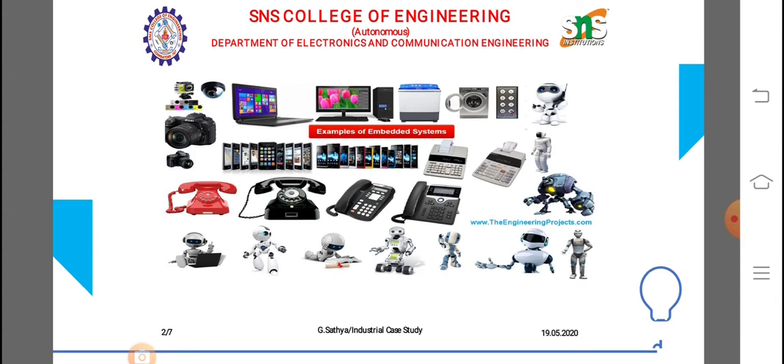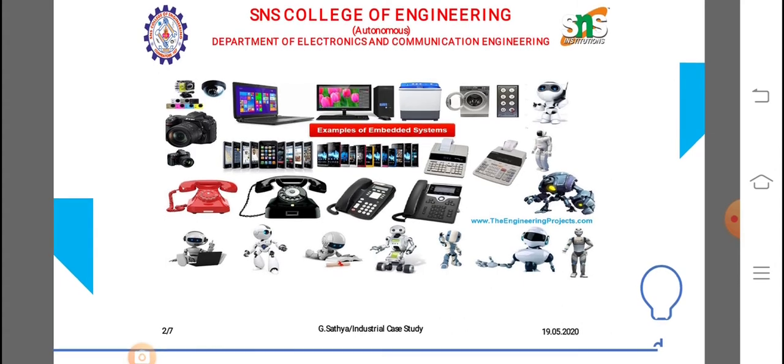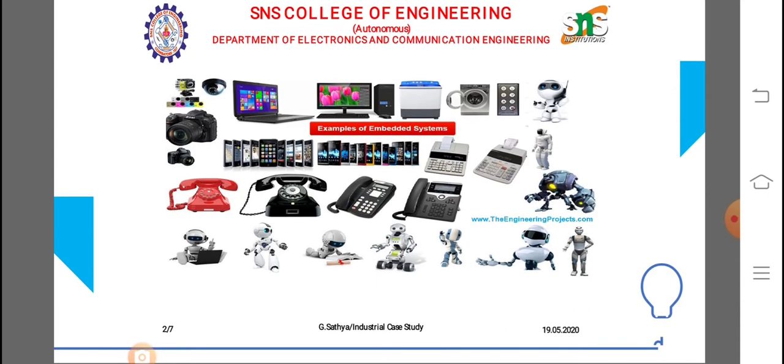So what is the difference between electrical and electronic? Electrical means the energy is converted from one form to another form, like light, heat, sound, etc., whereas electronic devices control the flow of electrons to perform a particular task.